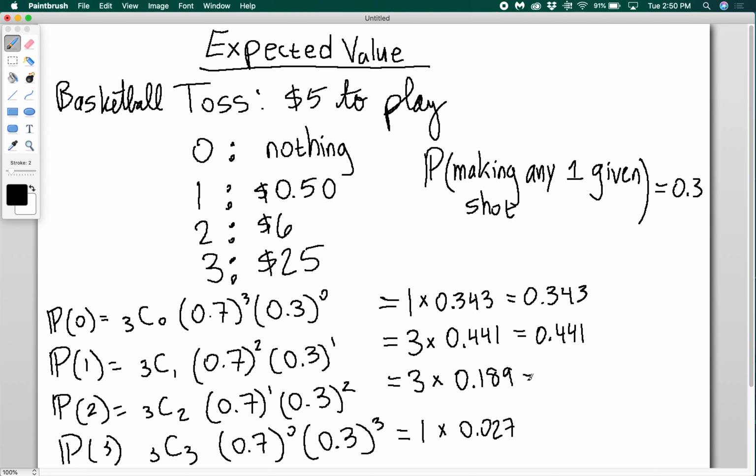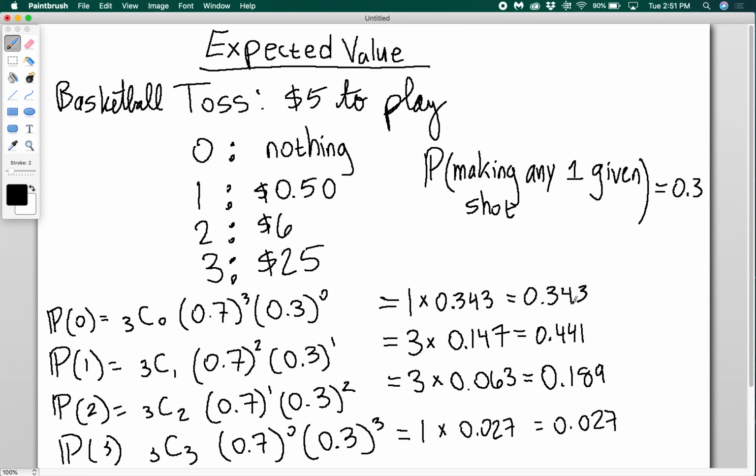And that gives me 0.343, 0.441. Oops. Sorry, I think I wrote the wrong thing here. This is not 0.441. That number is actually 0.147. And the same thing with the one below it. I just looked at the wrong column in my notes. This should be 0.063. Sorry about that. So then we multiply, you get 0.189 and 0.027. So these are the probabilities, okay?